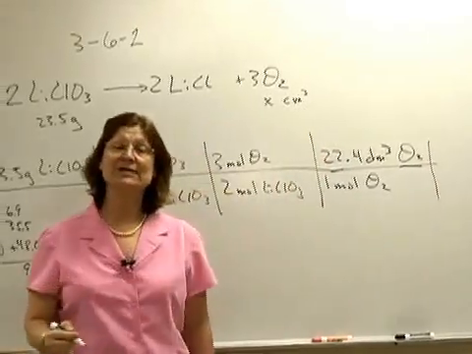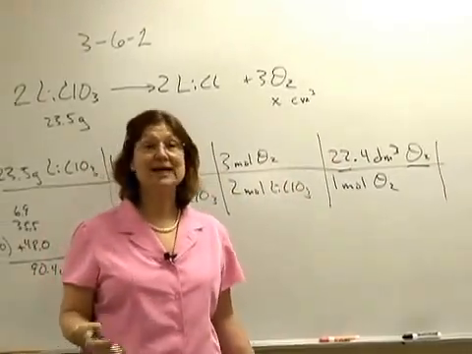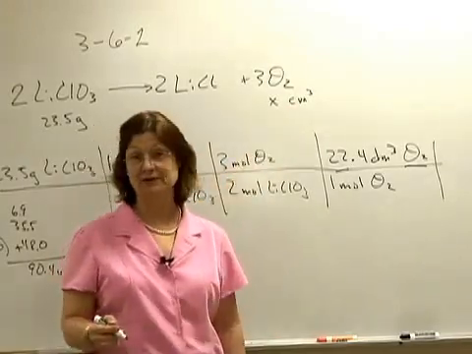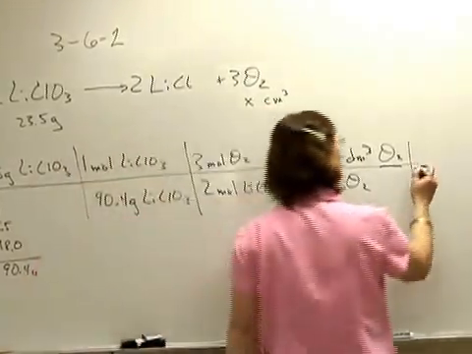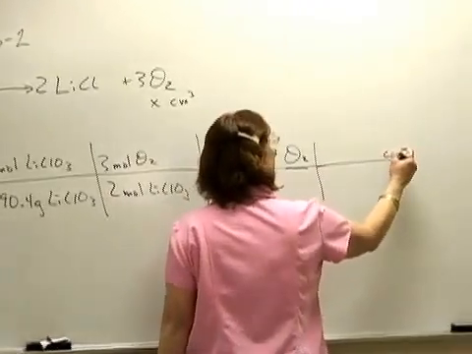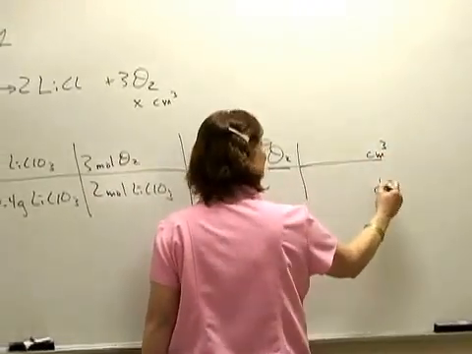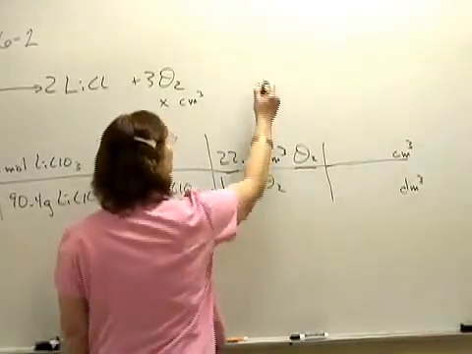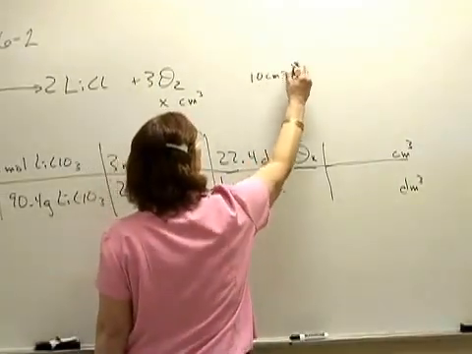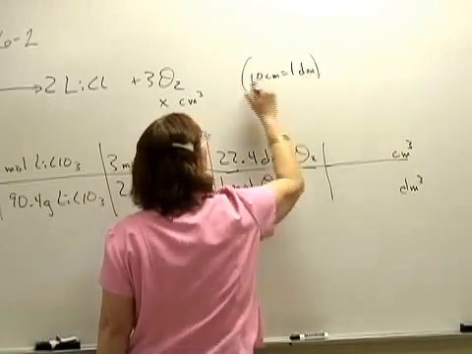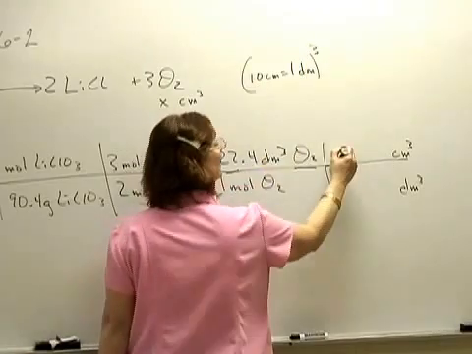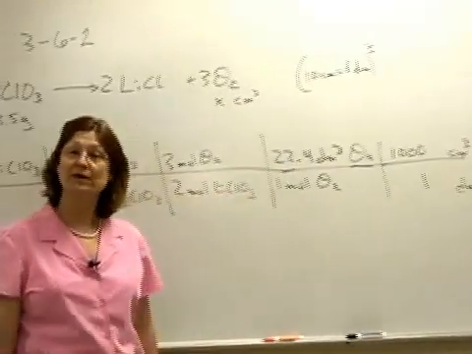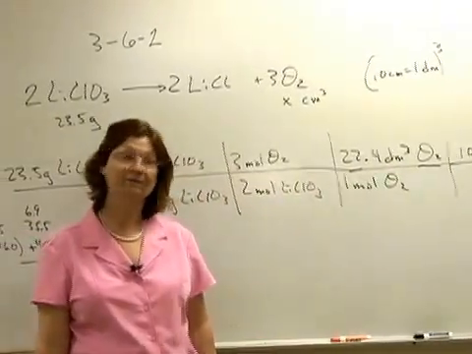Now, we also know that 1 liter is equal to 1 decimeter cubed. In this case, I want to use decimeters cubed because I'm going to centimeters cubed, and therefore I need one more step. I need my centimeter cubed on the top and my decimeters cubed on the bottom. I know 10 centimeters is equal to 1 decimeter. Therefore, if I cube 10, I get 1,000 centimeters cubed is equal to 1 decimeter cubed.